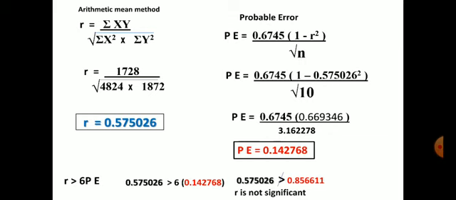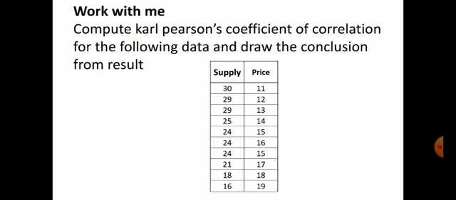Moving further, will you solve a problem with me? Take a problem: compute Karl Pearson's correlation coefficient for the following data and draw a conclusion from the result. Calculate the P as well, so that it will be helpful for you to practice, and comment on the result as well. They have given the supply and price. How many entries? 1 2 3 4 5 6, 10 entries.